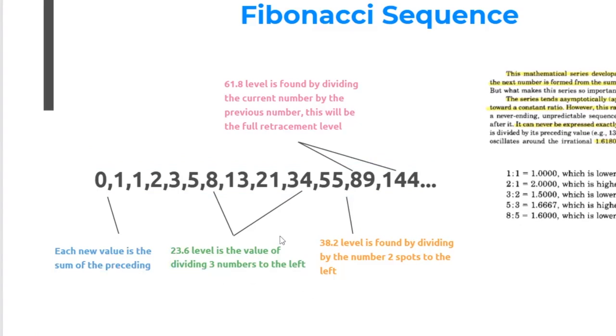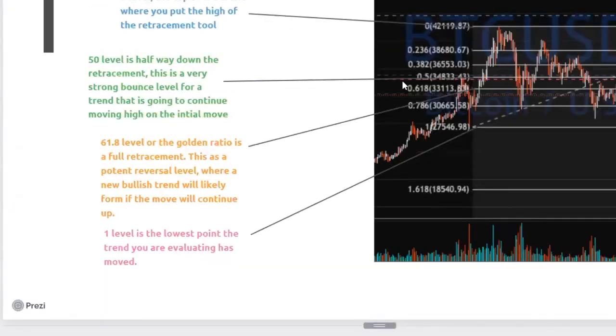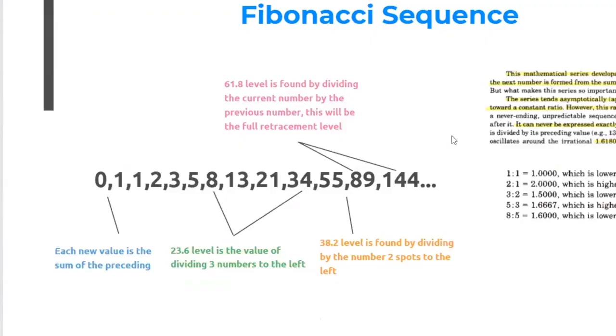You'll probably see, if we go back to the other slide, we have this 23.6 value right here. This is the first retracement level off of a trend retracement with the Fibonacci number. The way we arrive at the 23.6 level is by dividing by the number three to the left of the current number. So if we have 34 as our current number, we go 1, 2, 3, and then we divide 34 by 8, and it's going to give us approximately 23.6.